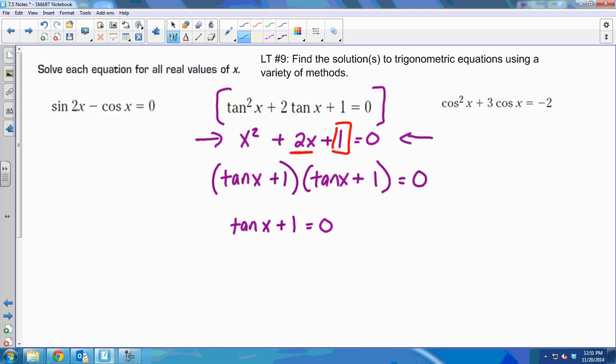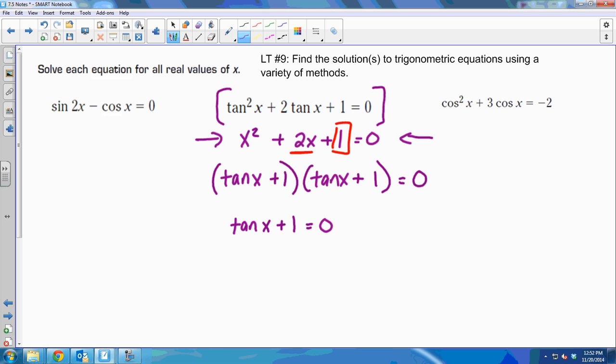Then you just put them back in. We could get tangent x plus 1 equals 0, right? There's 2. If they're both the same thing, you would have tangent x plus 1 equals 0, and tangent x plus 1 equals 0. If you solve them, you're going to get the exact same equation twice. You don't get two different answers.